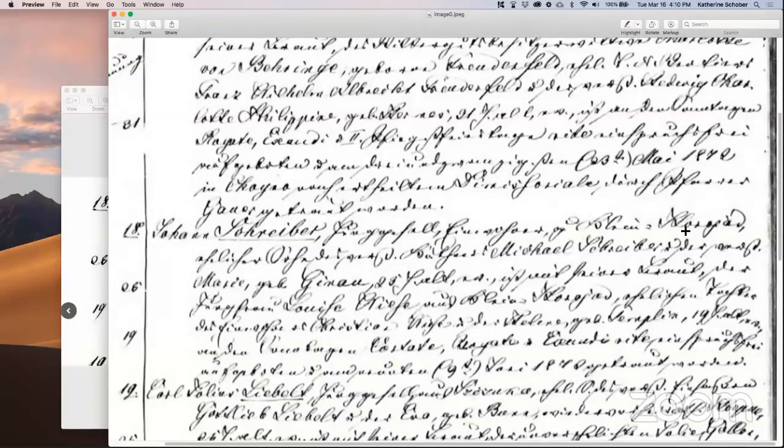So really remember, when you're working with the script, keep an open mind. Remember that the letters that you might think it is at the beginning could be something totally different. So remember to use the rest of your page, use the rest of the pages in your book, and use your Google tools, and hopefully you'll be able to find your Prussian town. Best of luck.